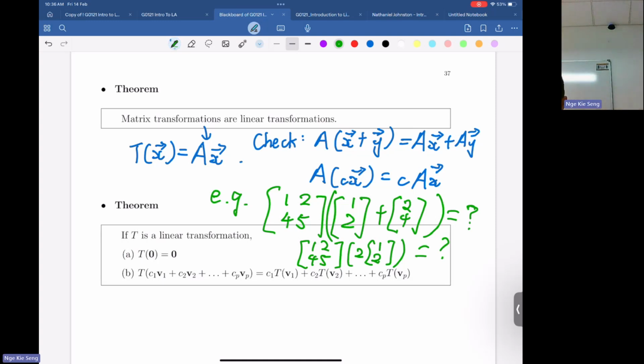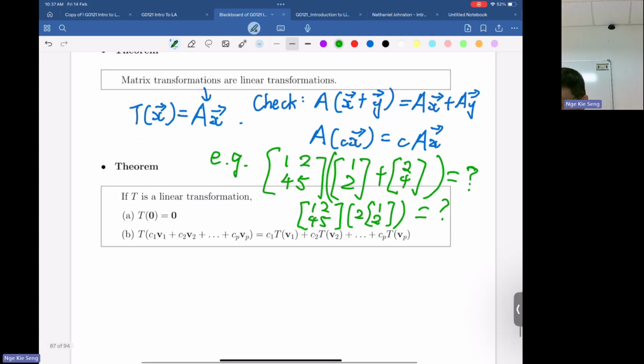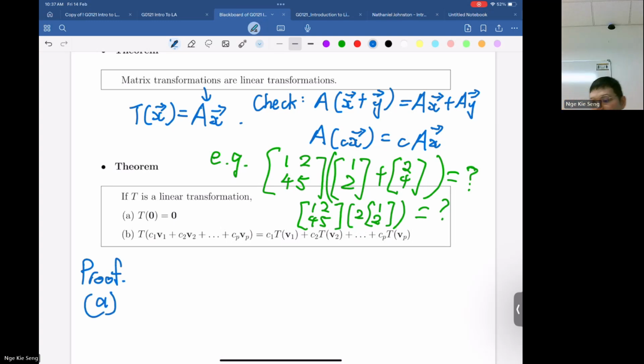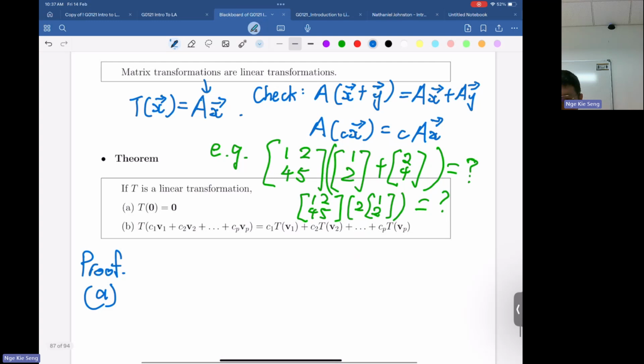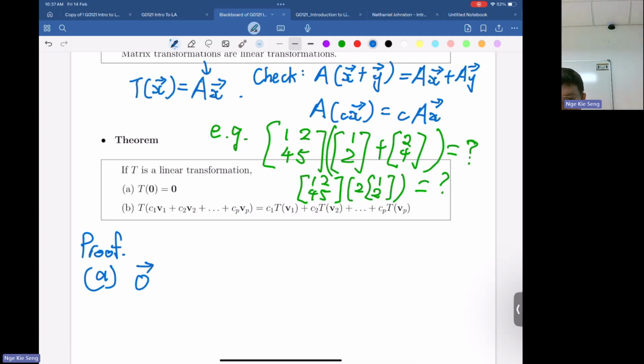Okay. Next, if T is a linear transformation, T sends 0 to 0. It's actually pretty easy to prove here. Maybe I just quickly show you how nice it is. 0 might not go to 0, right? But if it is linear, it has to go to 0. So how do we do this? Let me show you a very nice proof here.